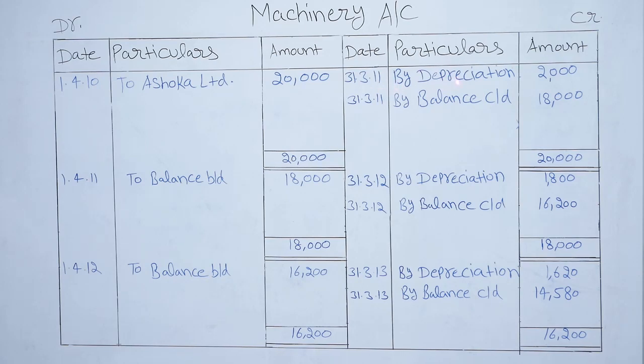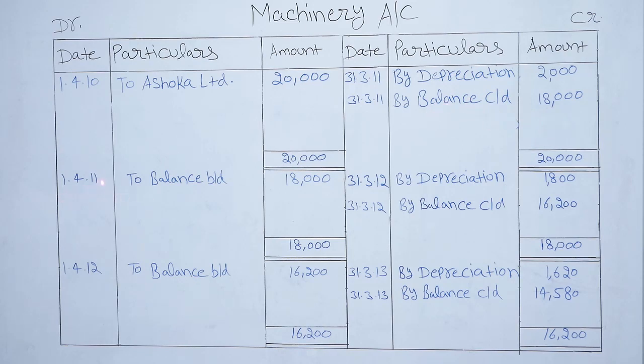And what will be the entry of depreciation? Depreciation account debit to machinery account, and depreciation rate is 10%. Method is written down value method. So 10% of 20,000, 2,000. On 31st March 2011, by balance carried down 18,000 rupees. It means after charging depreciation of 2,000, machine value will be 18,000 at the end of the year.